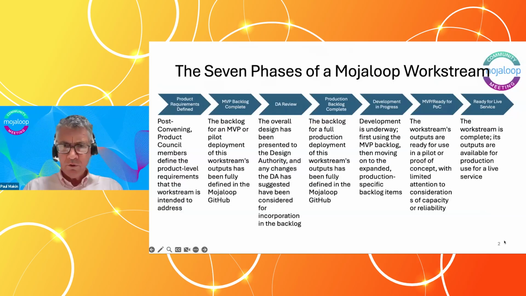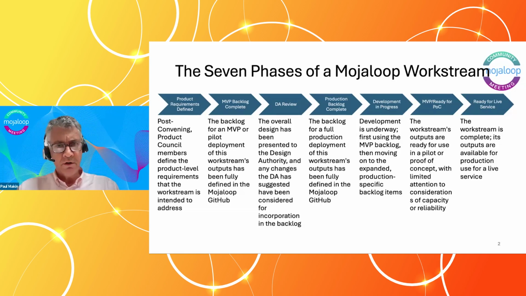Right, so just first of all, to go through what we've defined as the 7 phases of a Mojaloop workstream. And this is going to be formalized somewhat in the new DA charter as well. This is how we expect a workstream to progress. So from initial conception, which leads to a product requirements definition, after convening where we identify new requirements, the product council members define the product level requirements that the workstream is intended to address. So what's it for? What's the justification, etc.